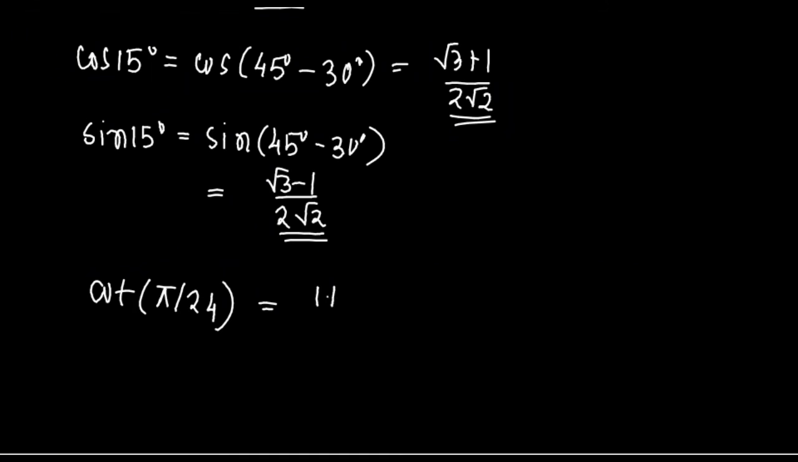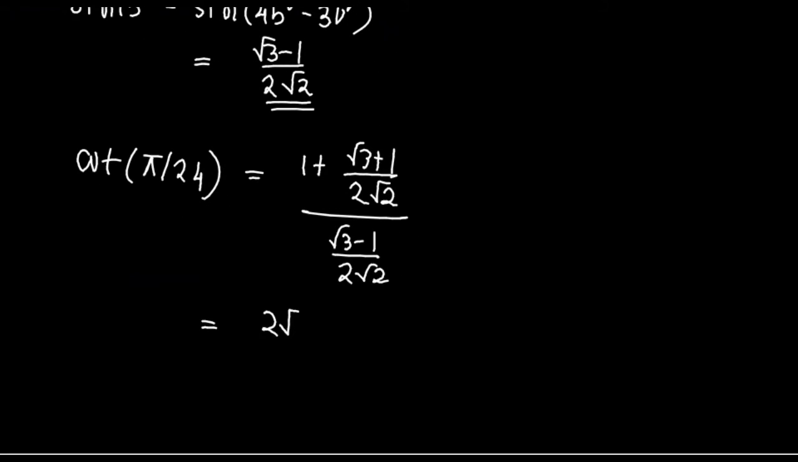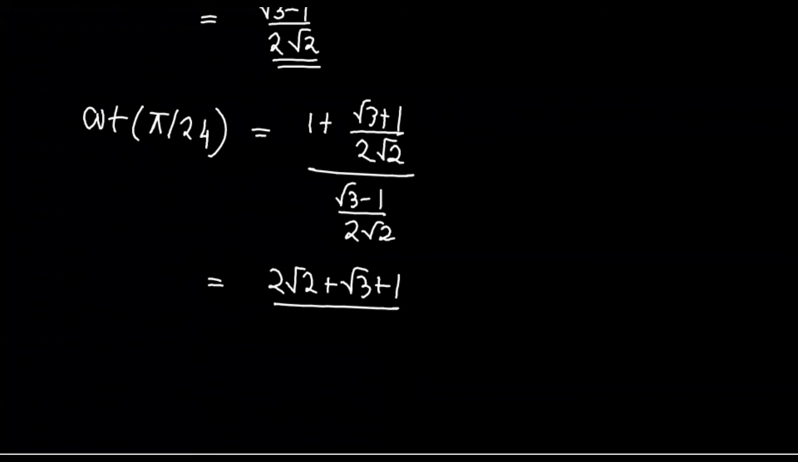Now 1 plus cos 2 theta we have got (root 3 plus 1) by 2 root 2, and here sine 2 theta, that means sine 15, so it is (root 3 minus 1) by 2 root 2. If we solve this, the 2 root 2 and 2 root 2 will get cancelled in the denominator. Now it will be root 3 minus 1 in the denominator.